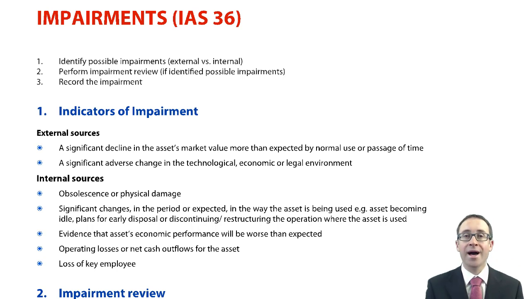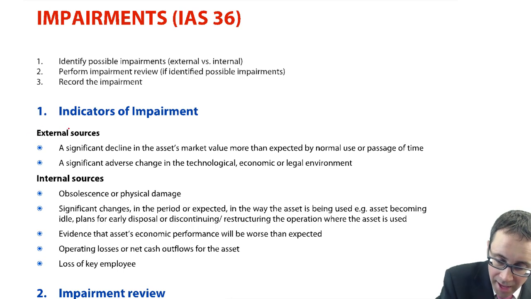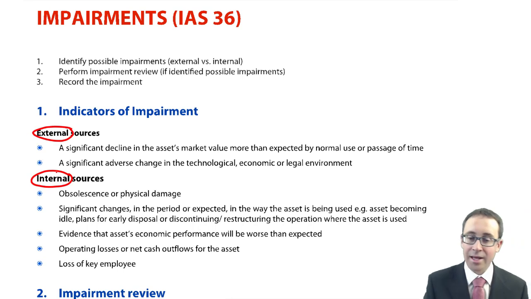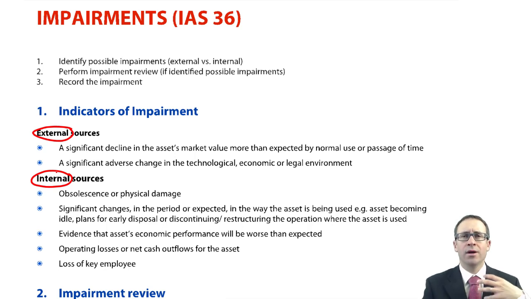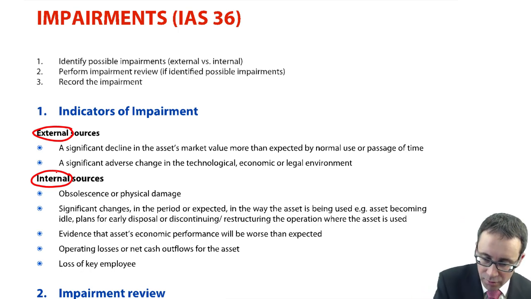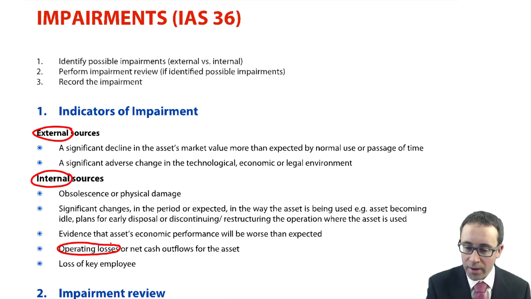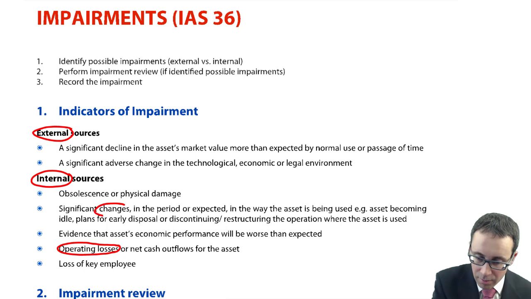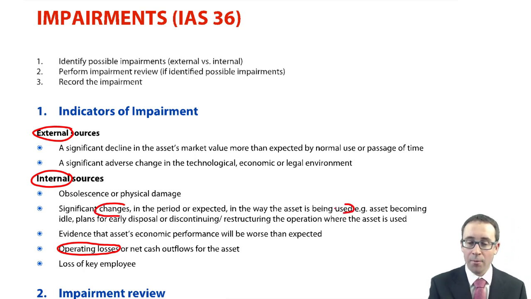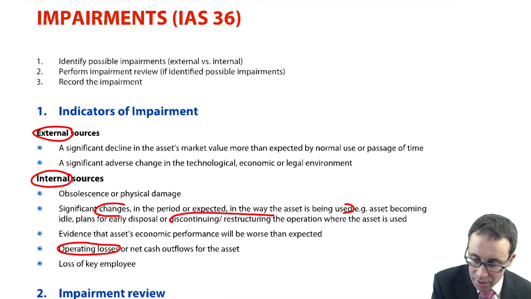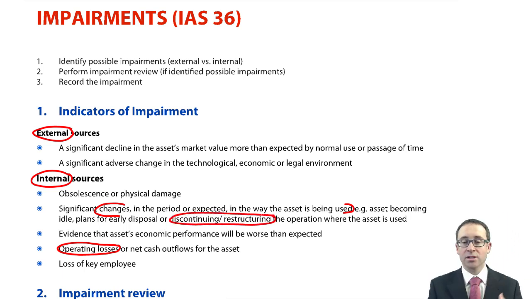So remember, when you're looking at an impairment, the first thing that we need to identify are the indicators of an impairment. So we're looking at the external or internal indicators. Again, that's something that you would likely have to spot within an exam question. The common one that you tend to see is that maybe a business is making operating losses. That could be a sign of an impairment, or a change in the way the asset is being used. So what you could have there is maybe a discontinuing or restructuring of an operation which changes the use of the asset.